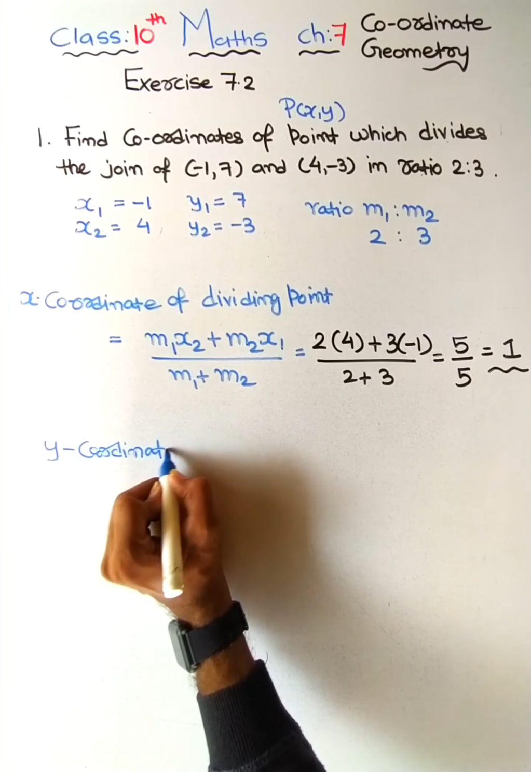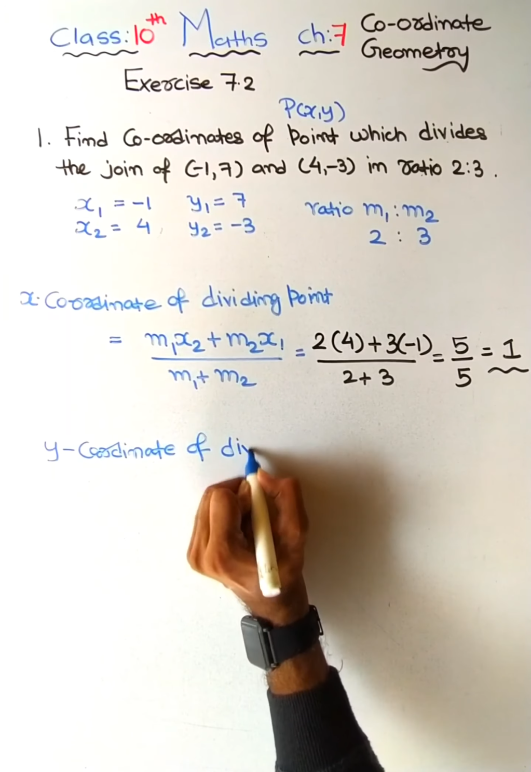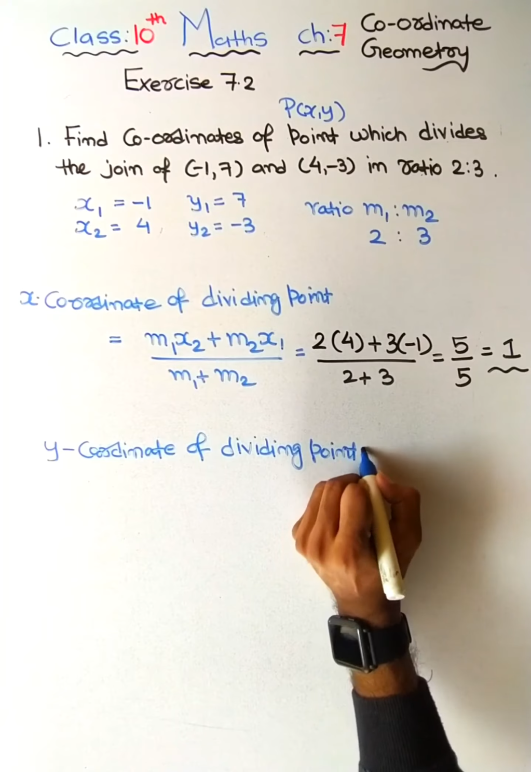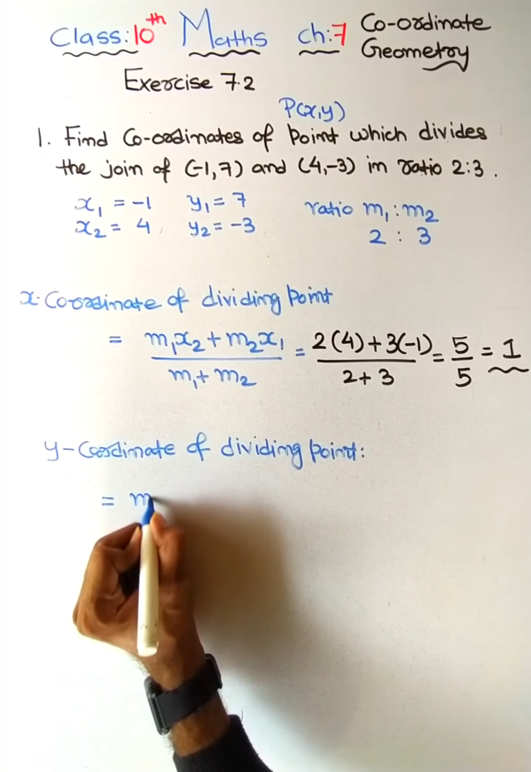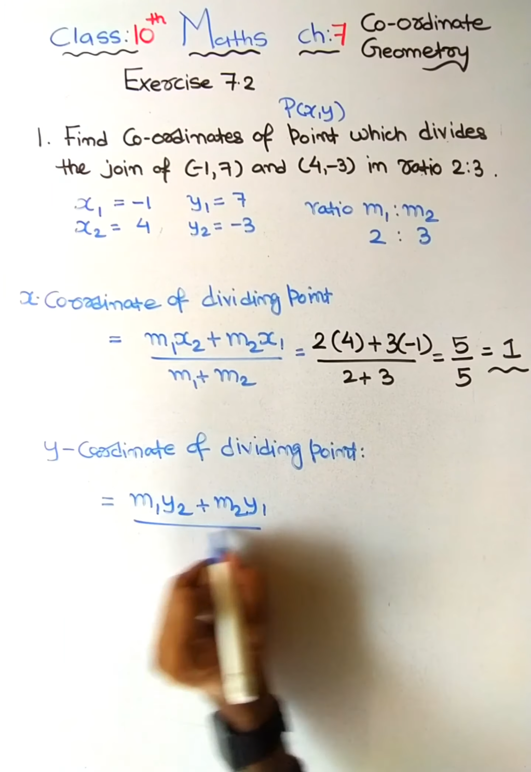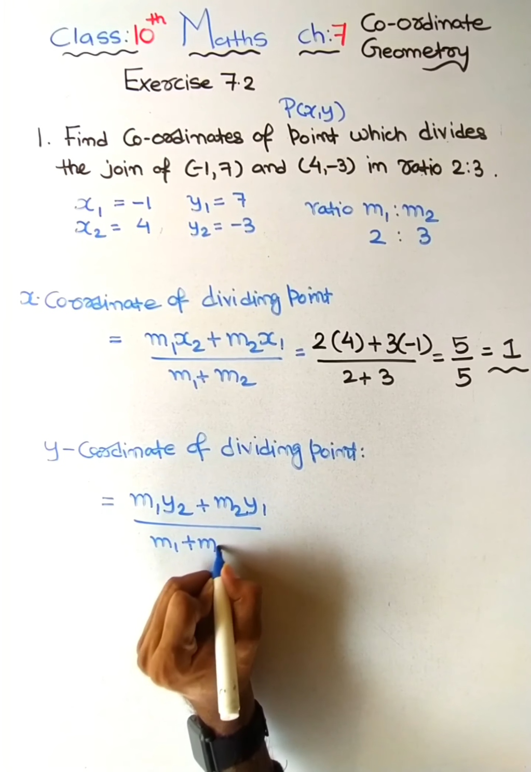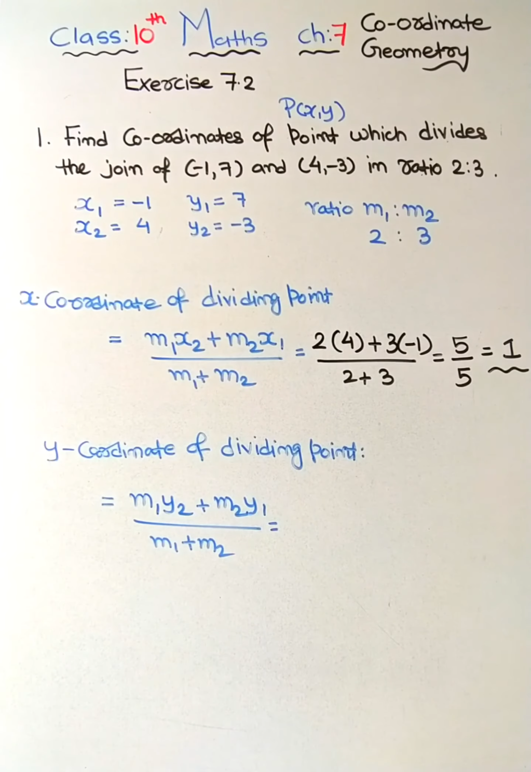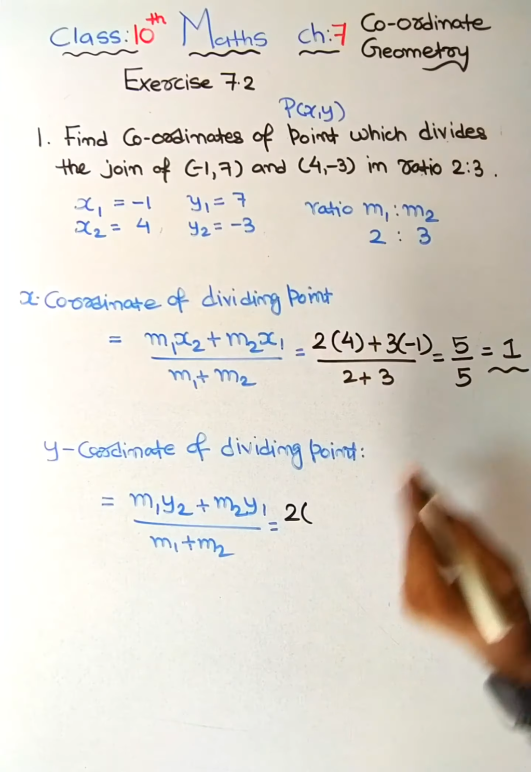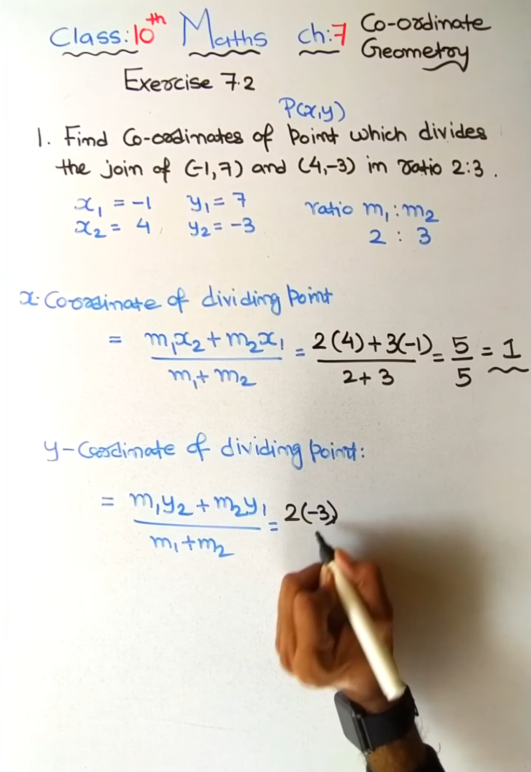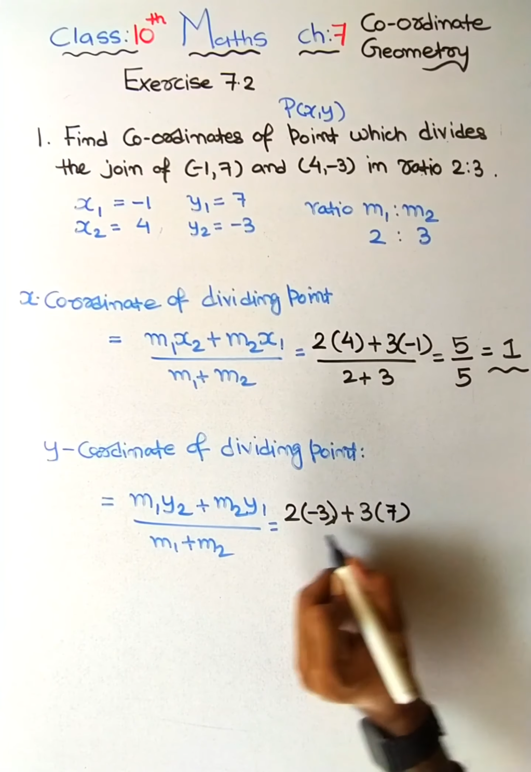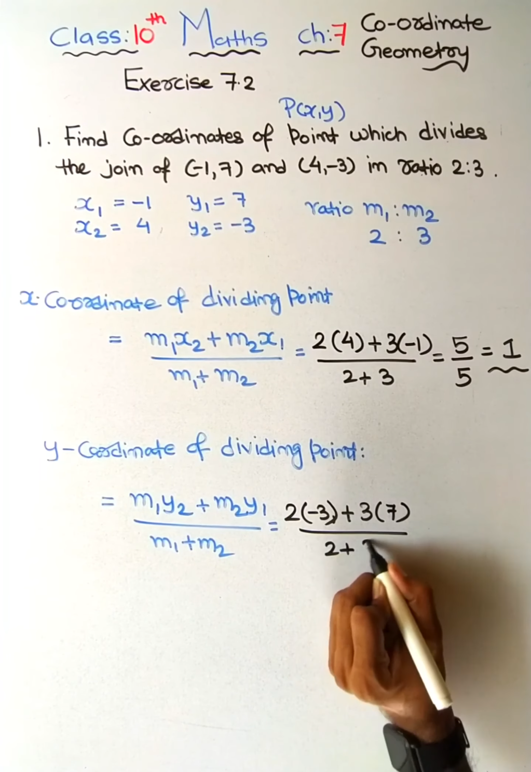So the y coordinate of the dividing point will be, according to the section formula, m1 y2 plus m2 y1 upon m1 plus m2. The m1 value will remain the same, 2, y2 over here you can see is minus 3, plus m2 is 3, y1 is 7, upon 2 plus 3.